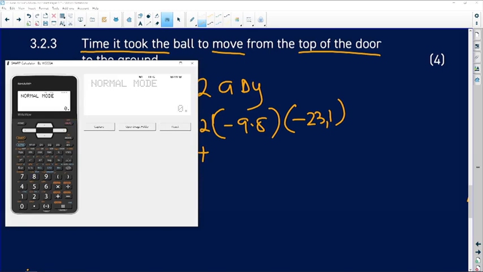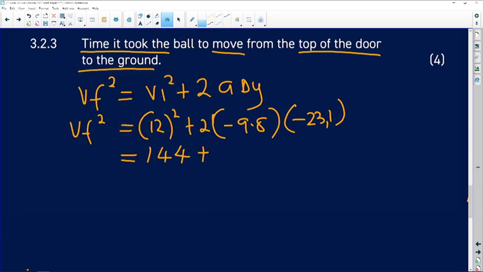So we can say 9.8 times 2. It will give us 19.6. So there's our 19.6 here, which is negative, and negative and negative is positive. So here I can say 19.6 times, to be positive this one, 23.1. Therefore we just come here and add everything that we have here.